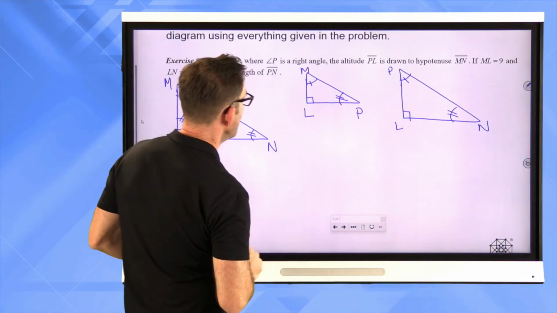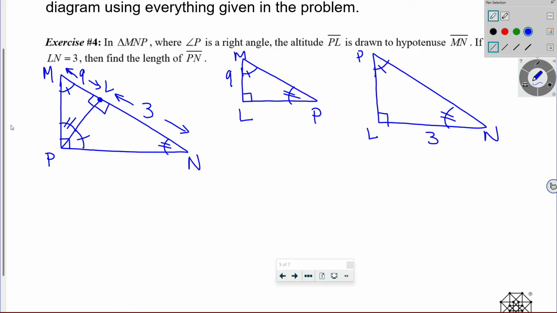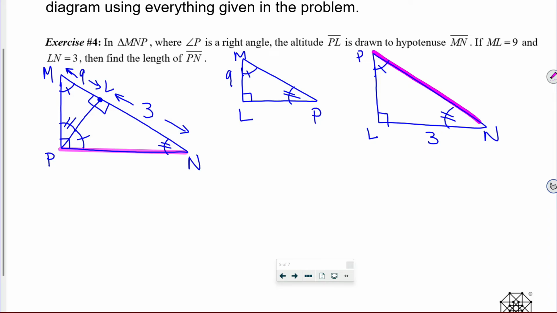On my smaller triangles, it's right here, but it's nowhere on my medium-sized one. I know LN is 3, so this might be a little bit not to scale, but that's okay. I can deal with it. LN is 3. And I want to know the length of PN. All right, let me get my marker. So I want to know the length of PN. PN is right here, and PN is right there. And let me just switch back to my pen.